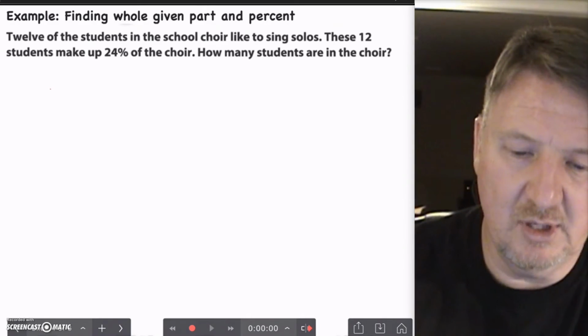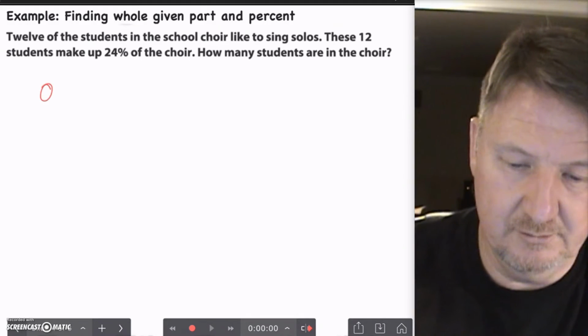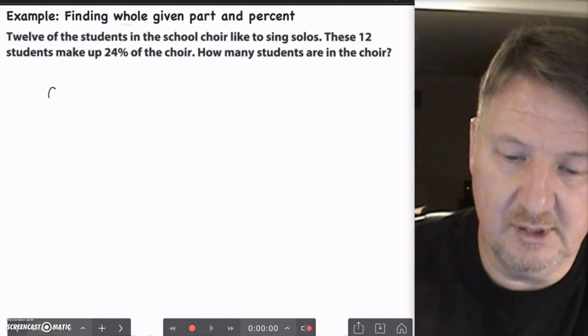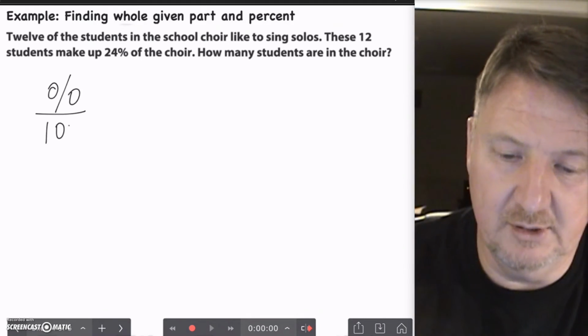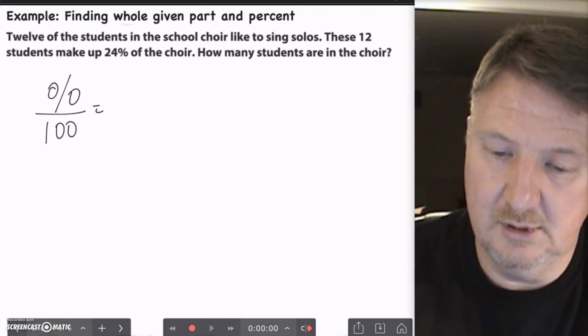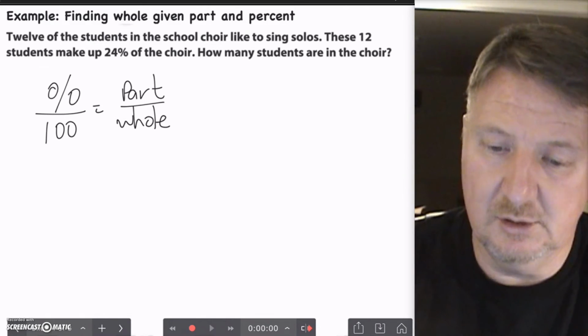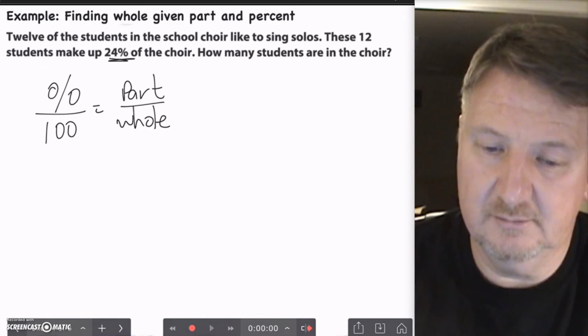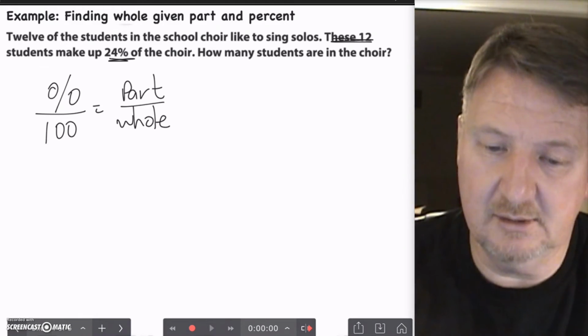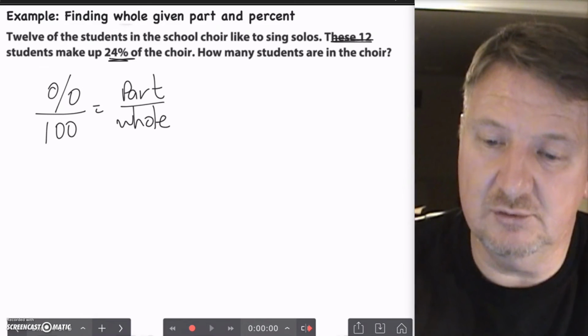All right, so let's set the problem up. Let's not use red. Let's use black. So I got percent over 100 equals the part over the whole. So I got my percent right there. These 12 students, let's see, 12 of the students.